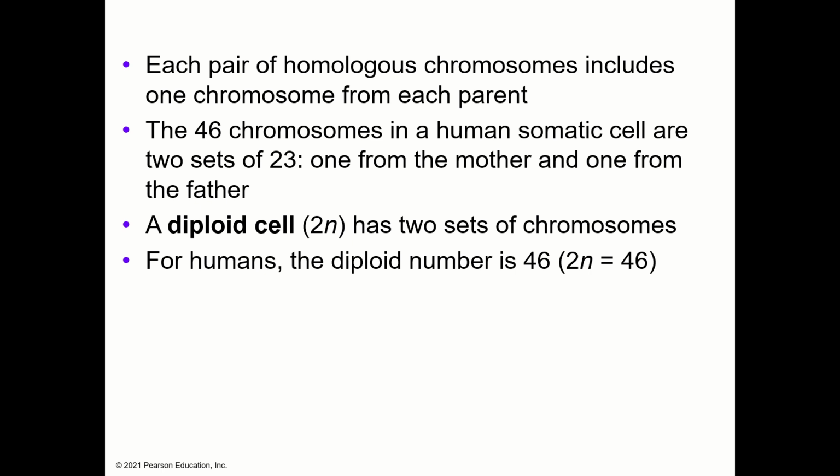Each pair of homologous chromosomes includes one chromosome from each parent. The 46 chromosomes in a human somatic cell are two sets of 23, one set from the mother and one set from the father. A diploid cell, represented by the shorthand 2N, has two sets of chromosomes. For humans, the diploid number is 46, or 2N equals 46, with the number of sets, N, being 23.